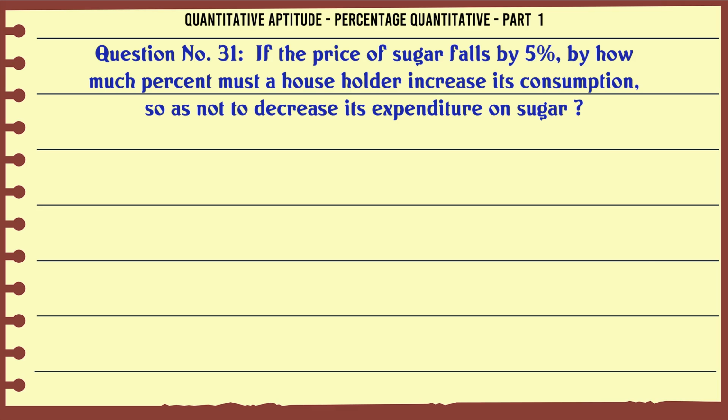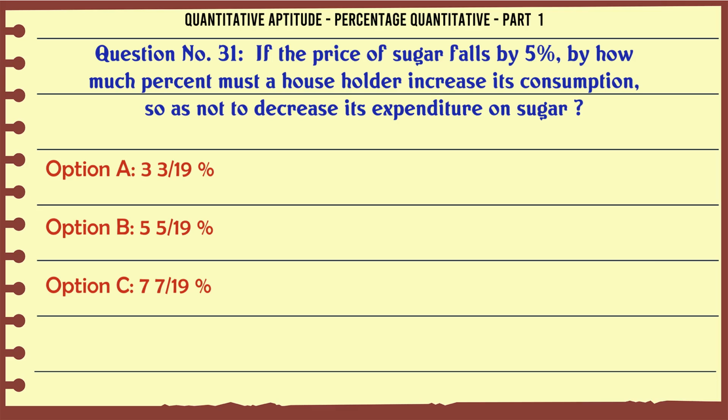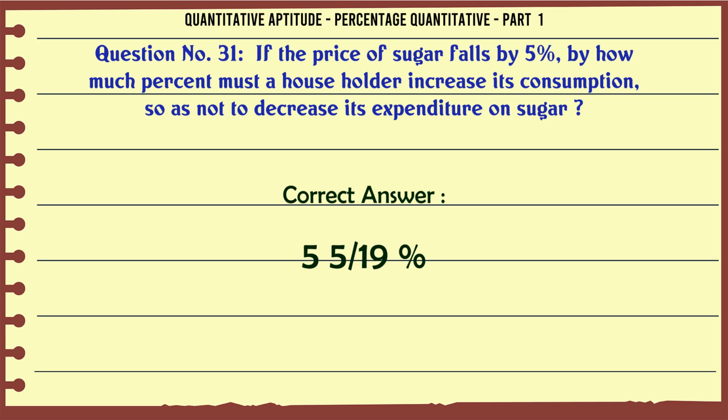If the price of sugar falls by 5%, by how much percent must a householder increase its consumption, so as not to decrease its expenditure on sugar? A. 3 3/19%, B. 5 5/19%, C. 7 7/19%, D. 9 9/19%. The correct answer is 5 5/19%.